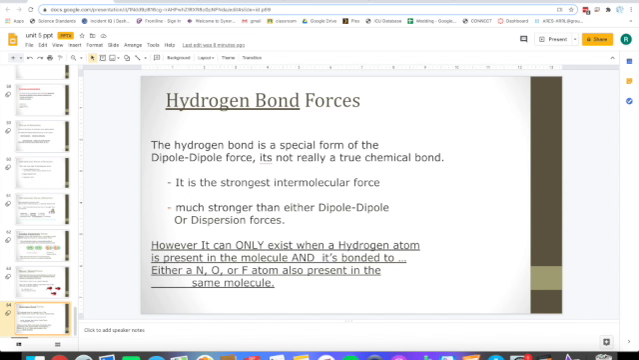And then for the last definition, you need to write down that it is a dipole-dipole, but it is so much stronger than every other dipole-dipole, then it kind of gets its own thing, its own name. And it only exists when a hydrogen atom is present and it's bonded to either a nitrogen, oxygen, or fluorine atom.